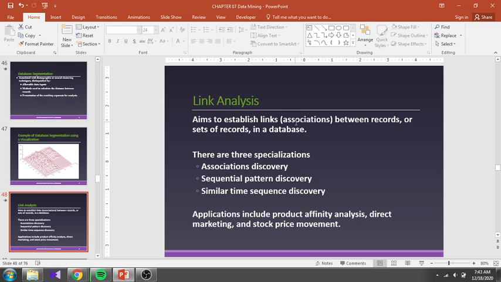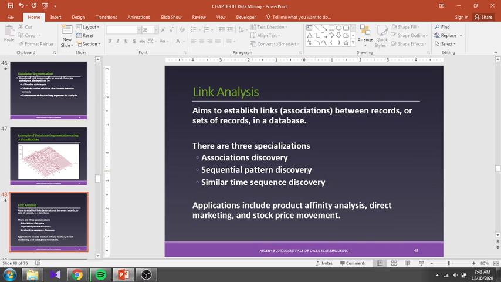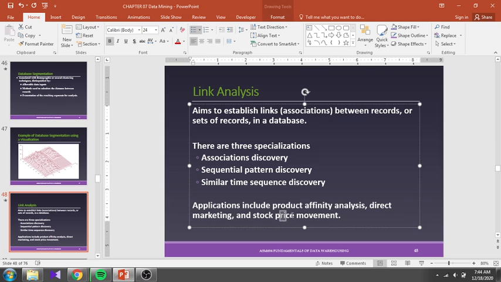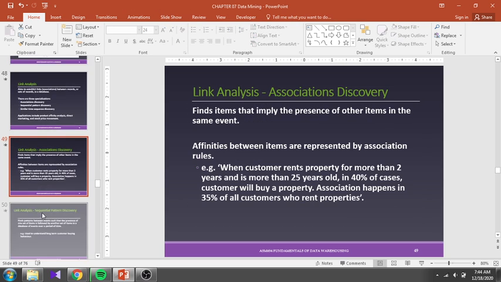Okay, link analysis. After the visualization and segmentation, we have link analysis, which aims to establish link association between records or sets of records in the database. There are three specializations: association discovery, sequential pattern discovery, and similar time sequence discovery. All these applications include product affinity analysis, direct marketing, and stock price movement. Meaning that we want to do some future analysis. Stock price movement is predictive.